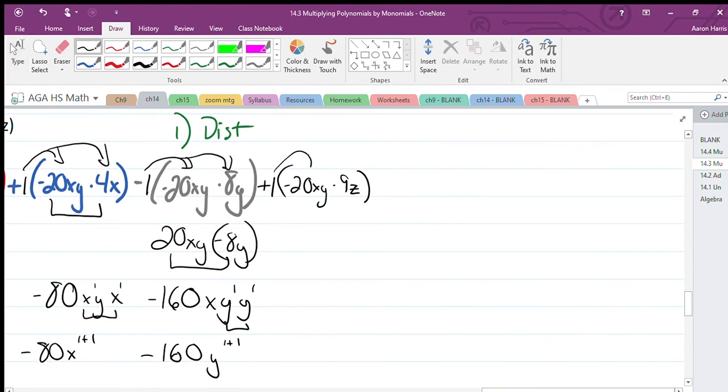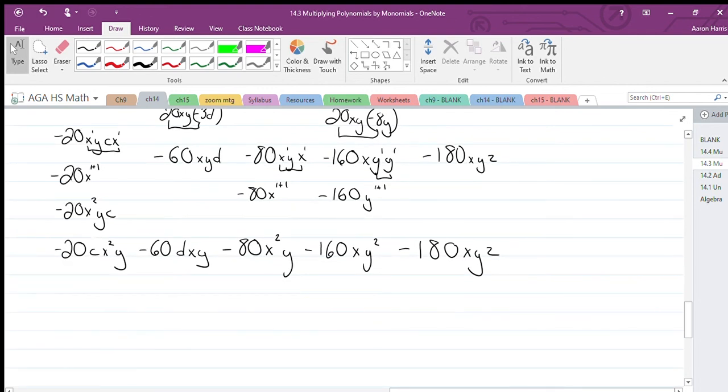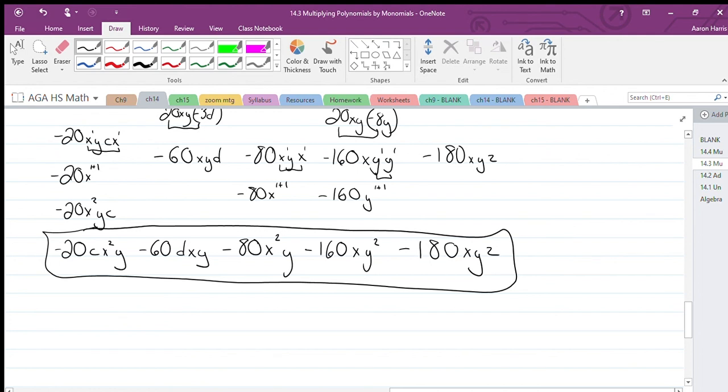Then here's a positive 1 distributed in. Does anything change? Nope. So negative 20 times 9. What do you get? You get a negative 180. And then you get x, y, z. Anything to do there? Nope. So just bring it down. Negative 180xyz. My final answer is right here. Negative 20cx squared y minus 60dxy minus 80x squared y minus 160xy squared minus 180xyz.